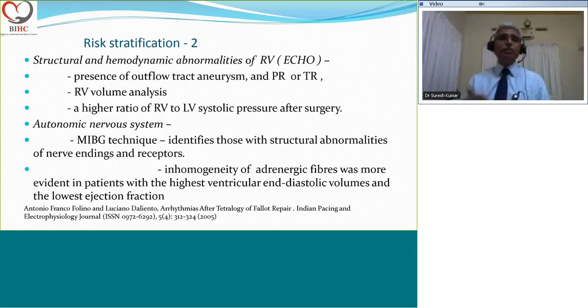So the structural and hemodynamic abnormalities, we already said, the outflow tract aneurysm, the RV volumes, and the higher RV pressure. These are predictors of arrhythmias. And the autonomic nervous system has been evaluated recently by the MIBG technique to identify those with structural abnormalities of nerve endings and receptors.